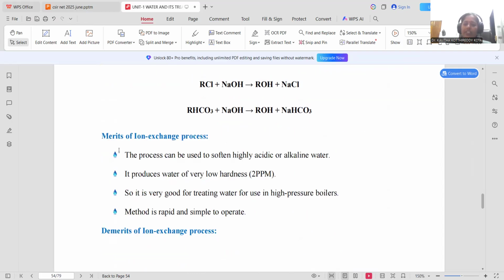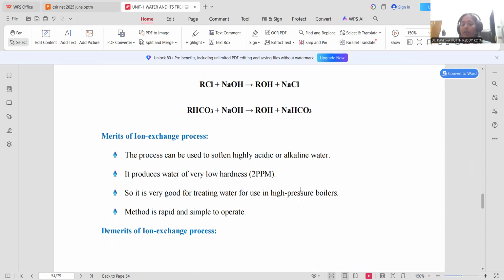So using this ion exchange process, we have many advantages. The process can be used to soften highly acidic and alkaline water as well. Extreme conditions can also be properly treated by means of this ion exchange process. Water softened by this process is extremely soft, and low hardness is achieved, up to 2 ppm only, so it is a more accurate method for the softening of water, which can be utilized for industrial steam generation. It's a very good treatment process, especially in high pressure boiler conditions.